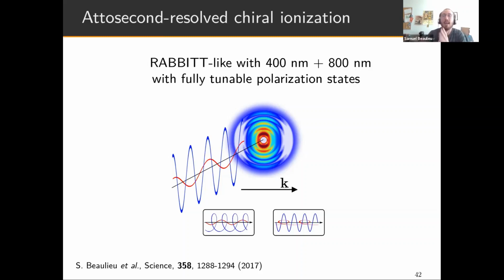And by scanning the attosecond delay between the circularly polarized 400 nanometer pulse and the linear 800 nanometer pulse, we measure, in a fully angularly resolved fashion, so using a VMI, the oscillation phase of the sideband for each emission angle, in order to extract the ATI-induced ionization delay in chiral photoionization.